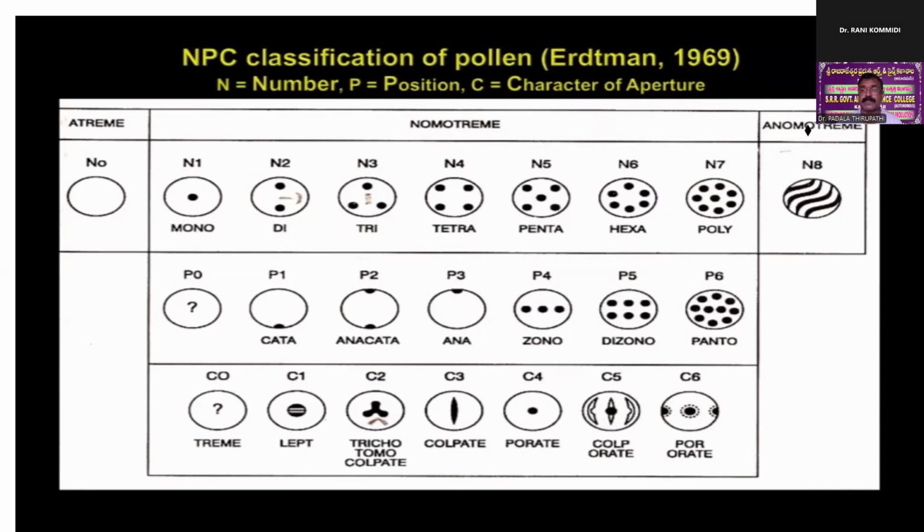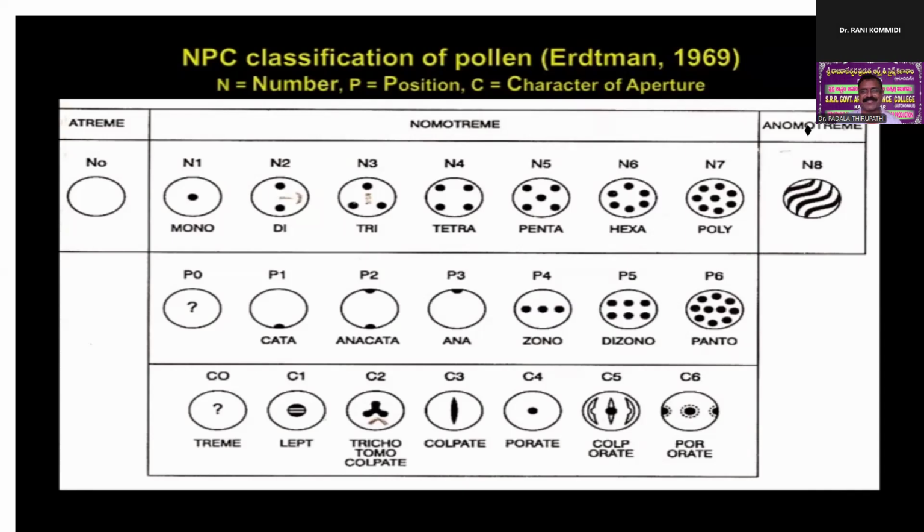They have been used for preparing keys for the classification of pollen grains or spores. So the pollen number N means number. The groups are of 9 types. You can observe here N0 to N8. The pollen number N groups are of 9 types.